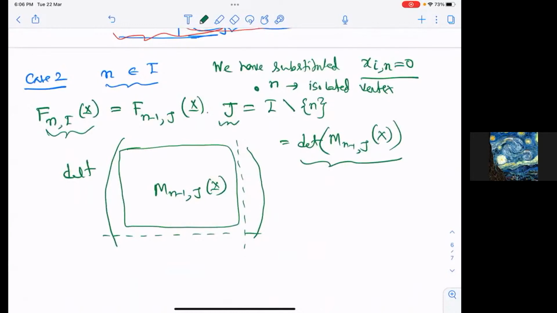For all j, the argument is the same, right? Same, yeah. Because I have never used anything particular about j equal to n. Okay, yeah.